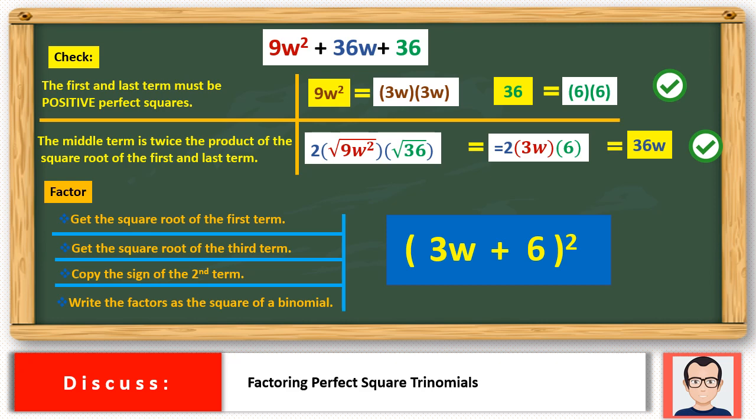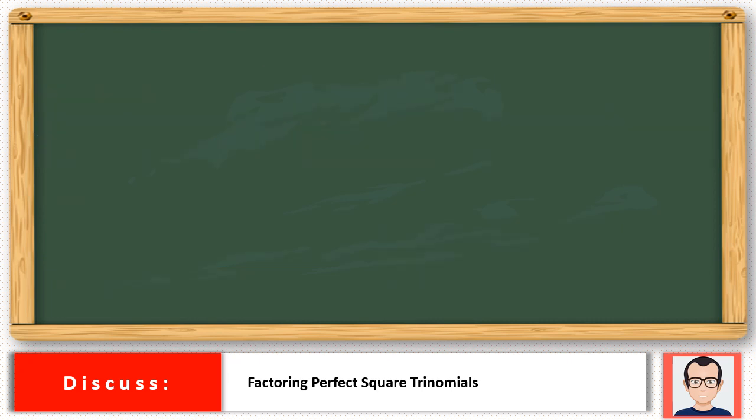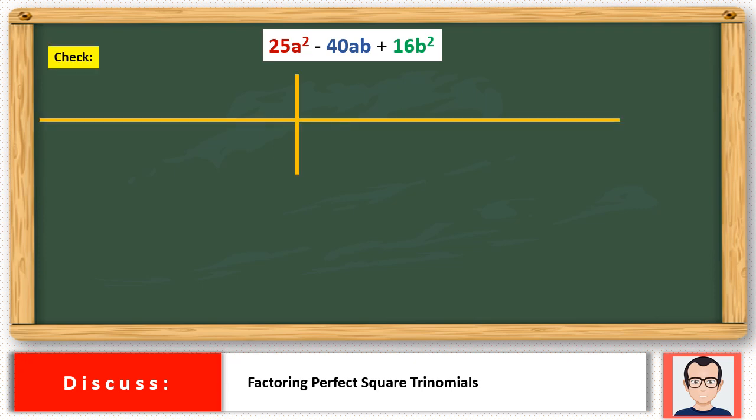Way to go for us, guys. I know we can do this. Now, let's proceed to our last example. For our last example, we have 25a squared minus 40ab plus 16b squared. Let's examine if it is a perfect square trinomial.